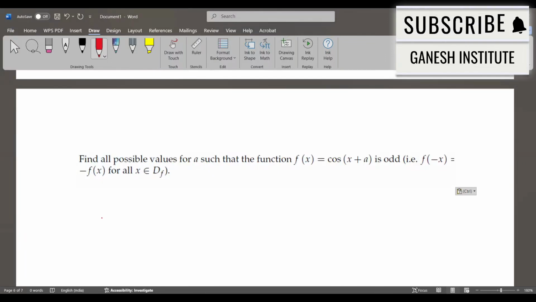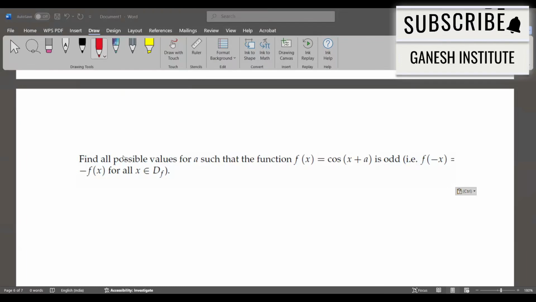So what do you understand by this question? Currently cos x + a is even. If you take a as 0, cos x is even. So you have to take any value of a, all possible values of a, and make it so that it's actually odd. Right.